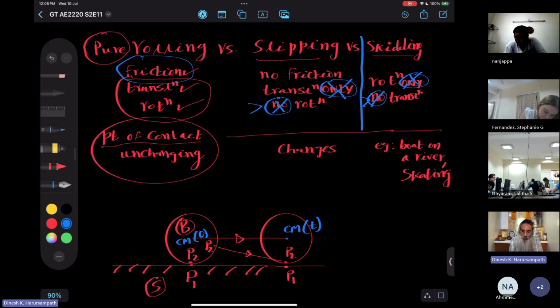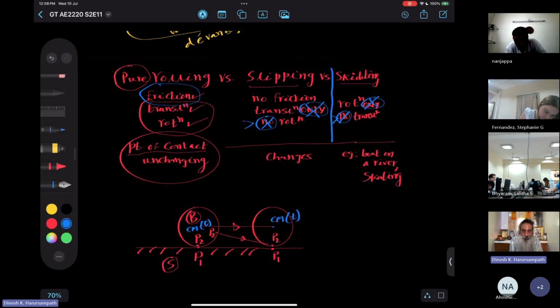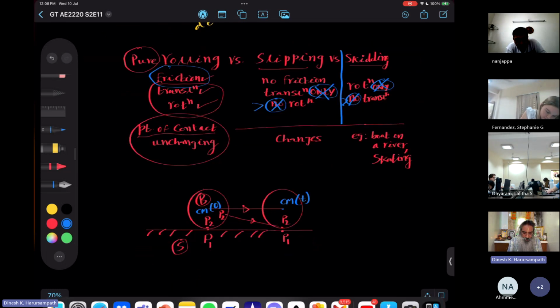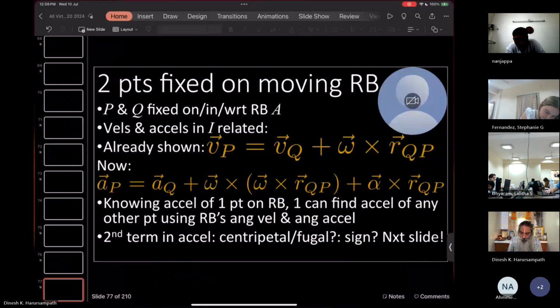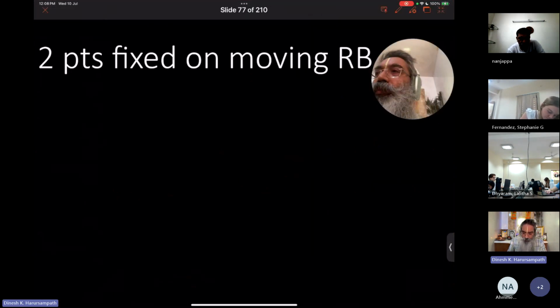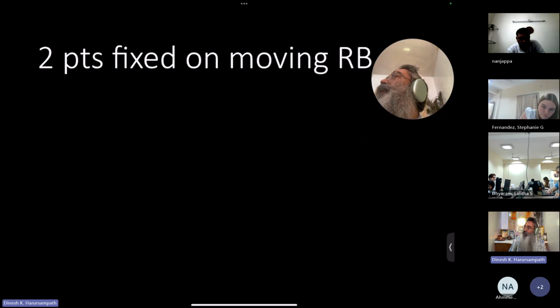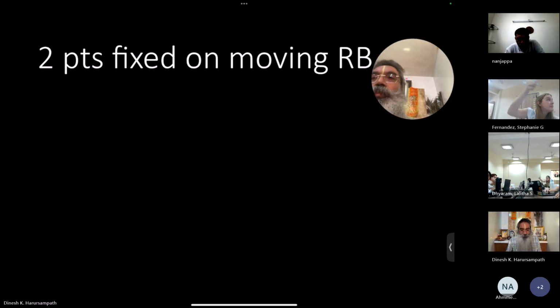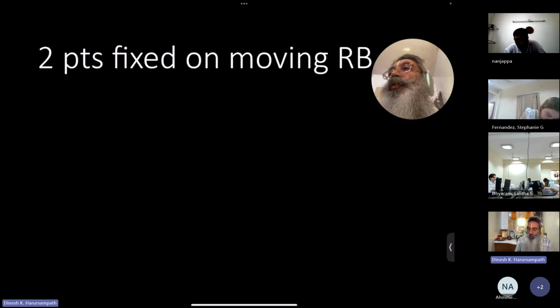But before we get even into pure rolling and slipping, we will just very quickly get to what we were doing earlier. Are you able to see my slide, right? Just show me a thumbs up. Okay, so this is the last slide that I had before we dispersed in the previous class.